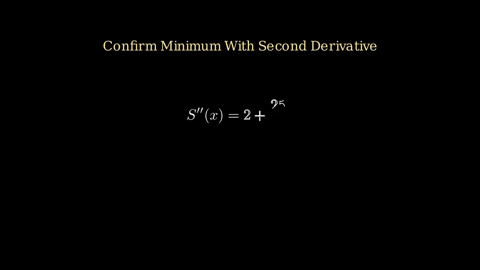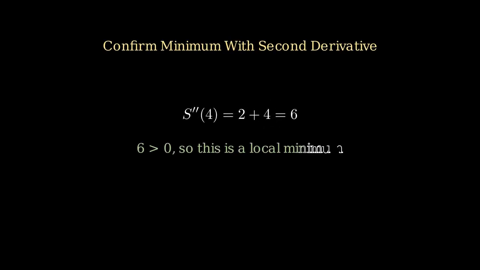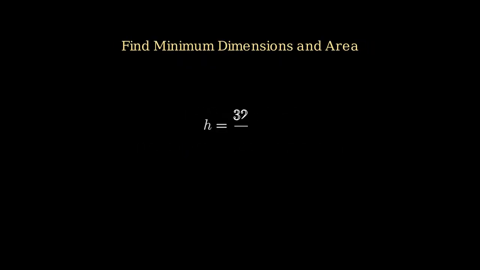To confirm this is a minimum, check the second derivative. d squared S by dx squared equals 2 plus 256 divided by x cubed. At x equals 4, this evaluates to 2 plus 4, which is 6. Since 6 is greater than 0, this confirms a local minimum. Now go back and find the actual dimensions and minimum area. With x equals 4, h equals 32 divided by 16, which is 2, and the minimum surface area, S of 4, equals 16 plus 32, which equals 48.